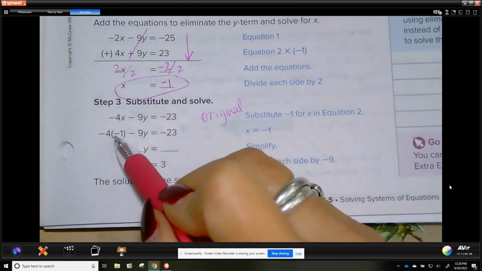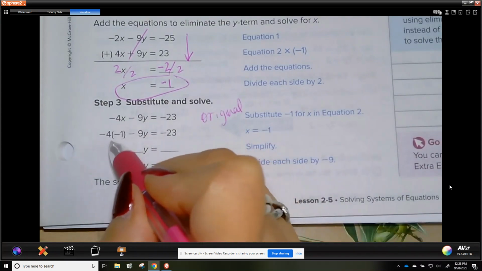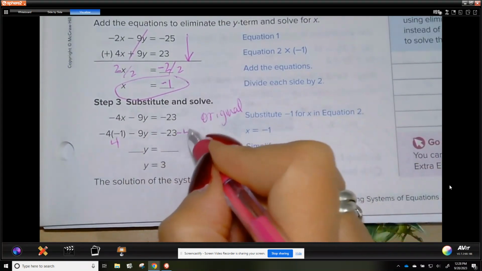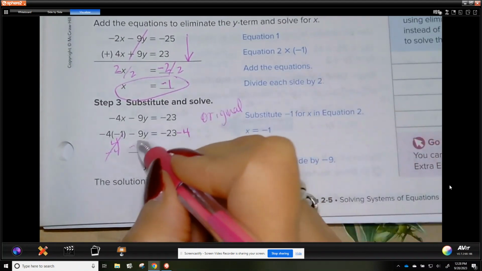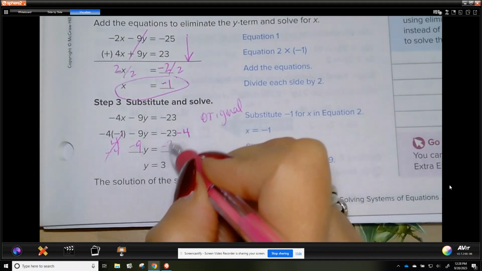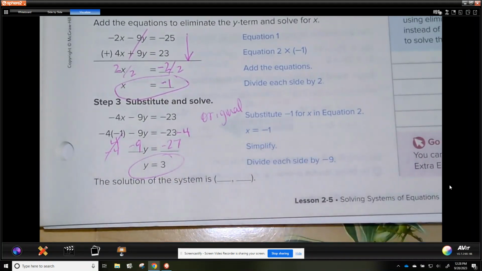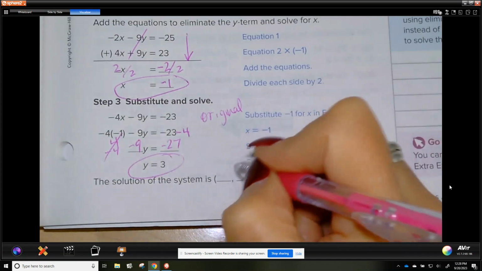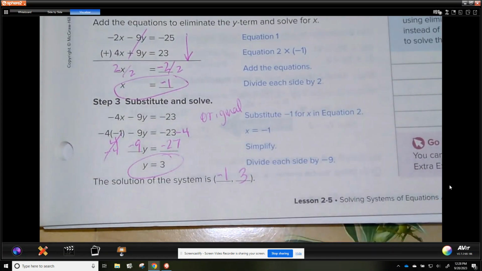So they're going to plug in -1 for x and get negative times the negative is a positive 4. So -4 minus 4. So that goes away. Negative 9y is -27. Divide by -9, I get y equals 3. So my x is -1, my y is 3.